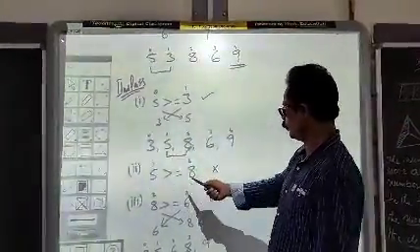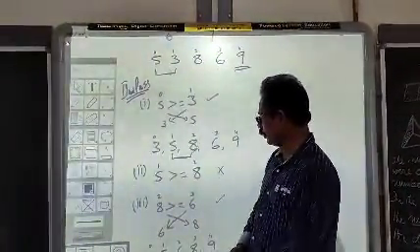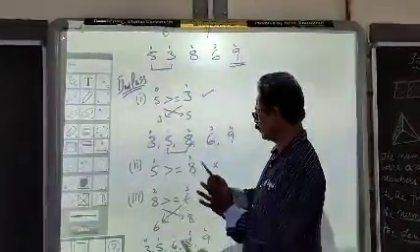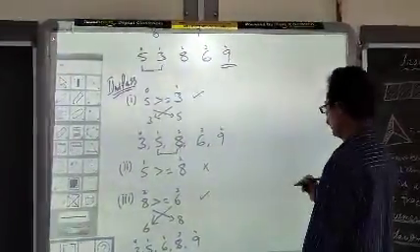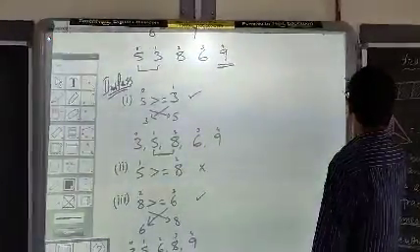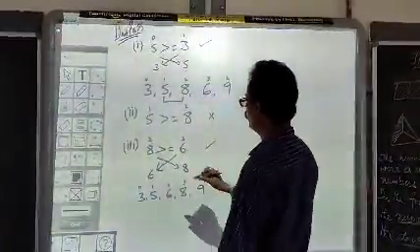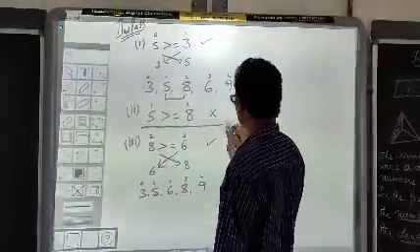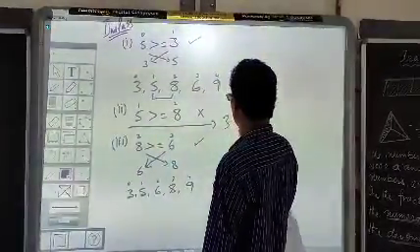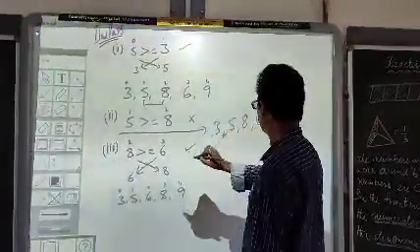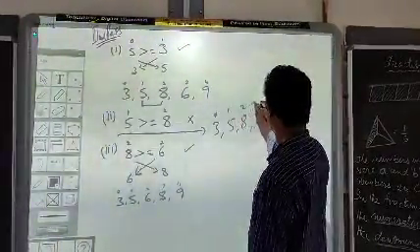Is 5 greater than or equal to 8? It is not. So what happens? It remains as it is. So the array remains as it is without any change. Since it is so, the array remains as it is, that is 3, 5, 8, 6 and 9. Okay, 0, 1, 2, 3, 4.